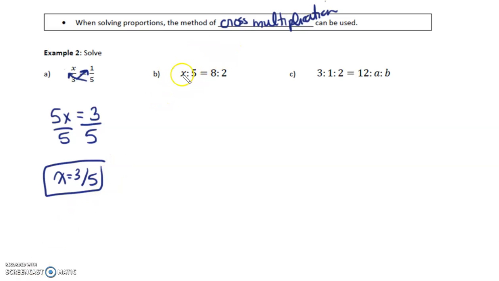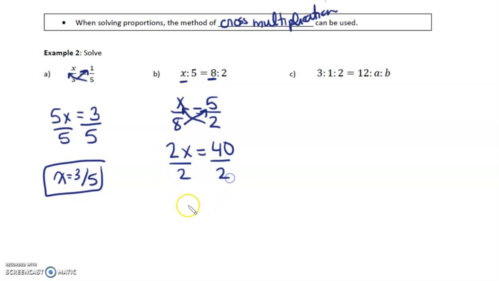Okay, when looking at ratios, if we have x to 5 equals 8 to 2, this x and this 8 actually go together, and then this 5 and this 2 go together. So all we'd have to do is cross multiply. Multiplying the 8 up, we'd get 8 times 5, which is 40, and multiplying the 2 up, we would get 2x. Now we divide both sides by 2, and we get 20.